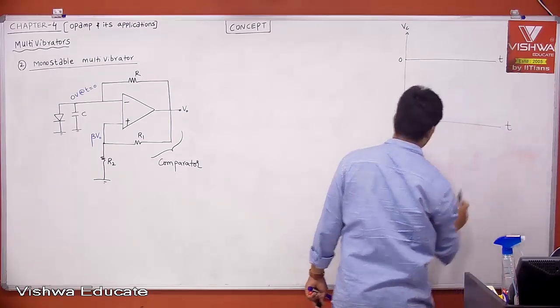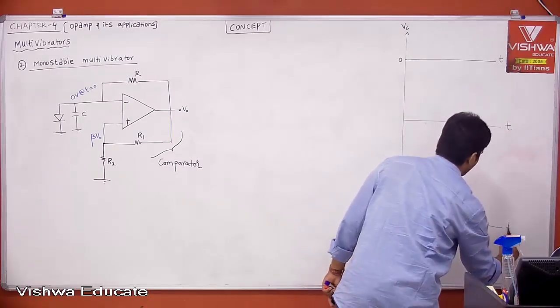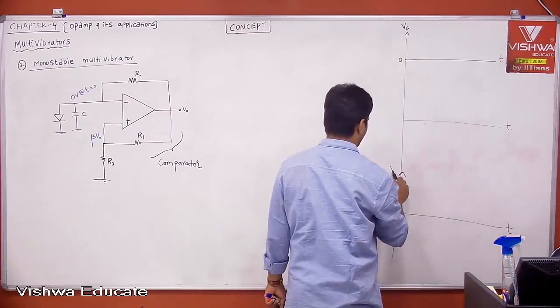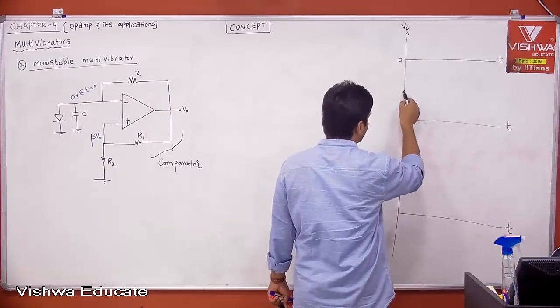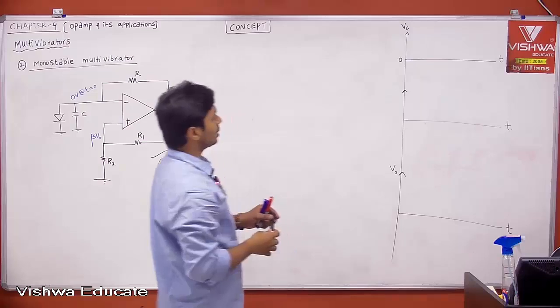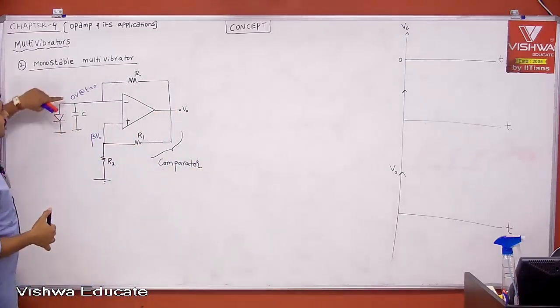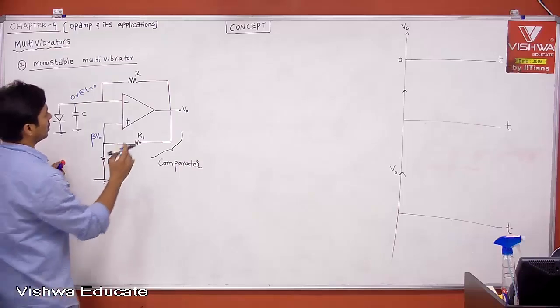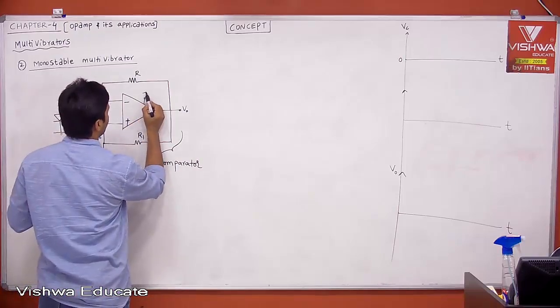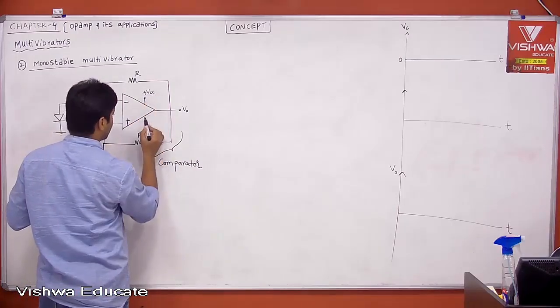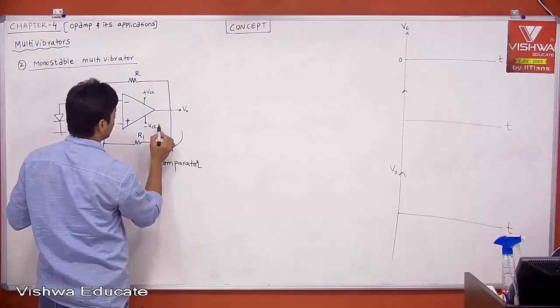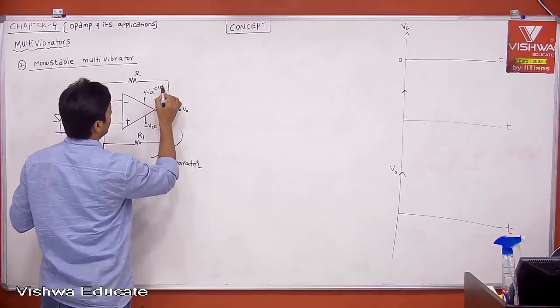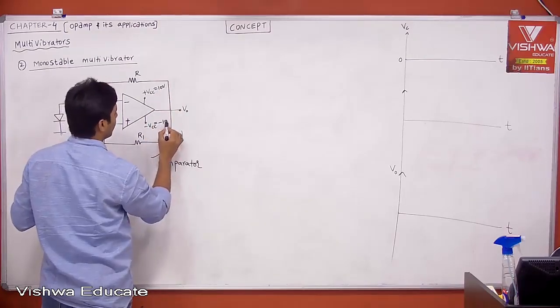This is time t, and this is our output voltage. I'll explain what this is. Now let's see the voltage across the capacitor: 0 at time t equal to 0. Let us say your output voltage has plus VCC, same as the astable multivibrator, but let's see what's happening. Let us say VCC is equal to 10 volts, minus VCC is equal to minus 10 volts.